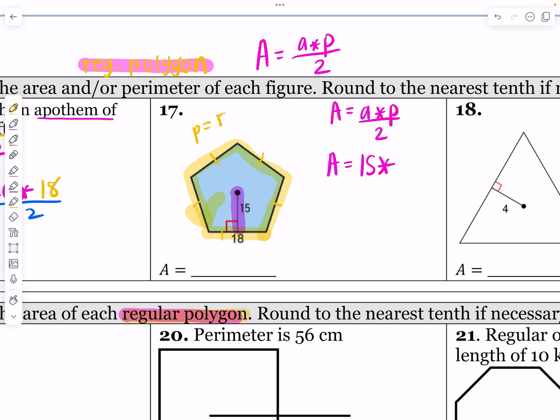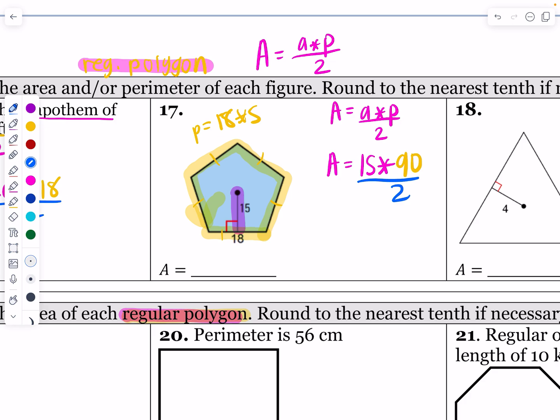So that's going to be a perimeter of 18 times 5. What is 18 times 5? Well, that gives me a perimeter of 90. And I'm going to end up dividing that by 2 to find my area. So it's going to be 15 times 90 is 1350. And then that divided by 2 is going to give me an area exactly of 675. There's no units listed, so I'm just going to write units squared. So I make sure to include my units, even if they don't list any.